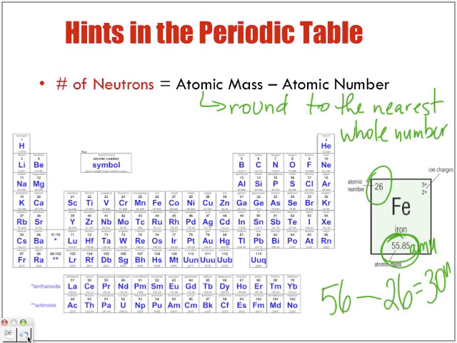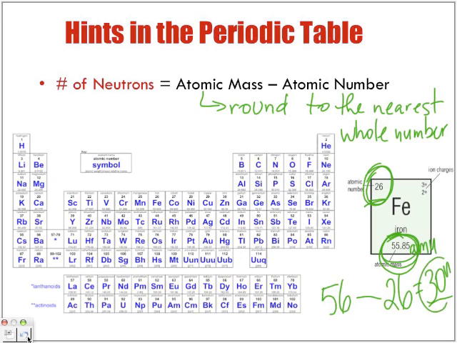Okay, notice that the number of neutrons may or may not match the atomic number. So, notice where the mass is coming from for iron. It comes from the protons, which is the atomic number, and the number of neutrons.